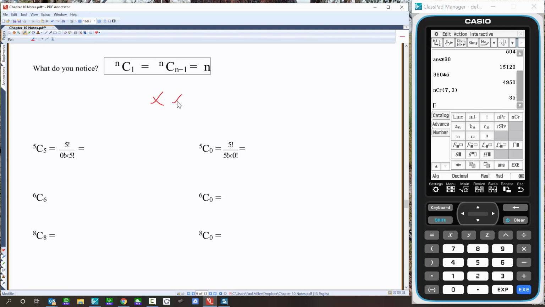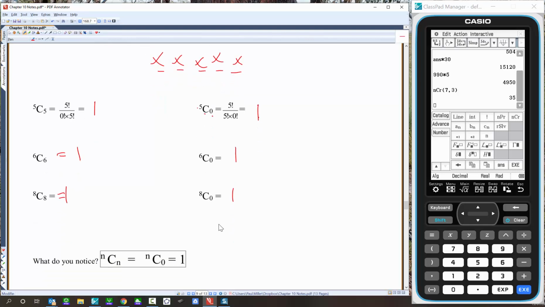Right, here's an interesting one here. 5 choose 5. So we've got 5 things there. How many ways can I choose all of them? Well, the answer is 1. How many different ways could I choose none of them? Well, I would say I'm not grabbing any of you. That's the way I'm going to do it. There's one way I'm going to do it. None of you. All right. So important to note that 5 choose 0 is equal to 1. 6 choose 6 is 1. 6 choose 0 is 1. 8 choose 8 is 1. 8 choose 0 is also 1.